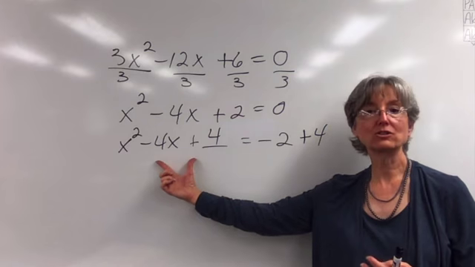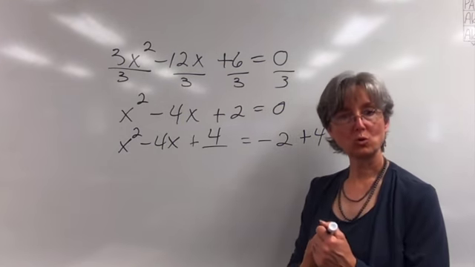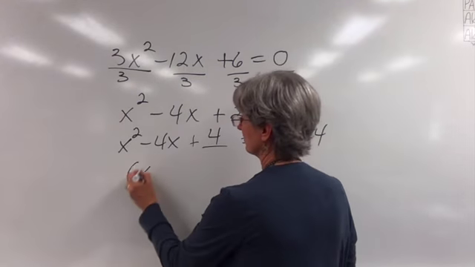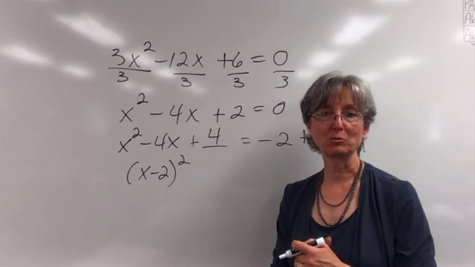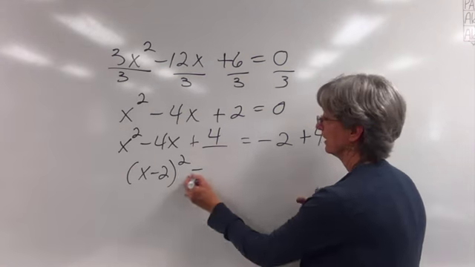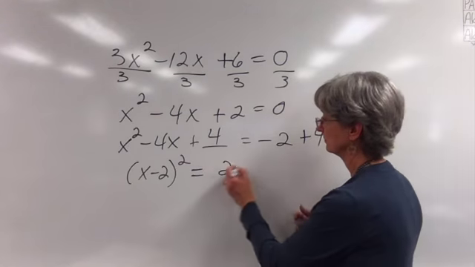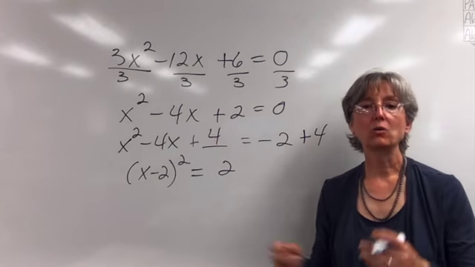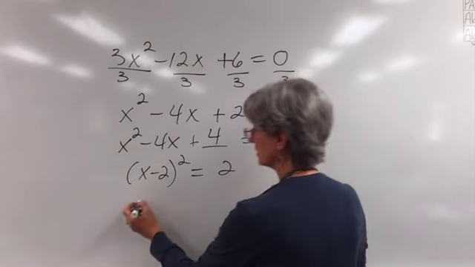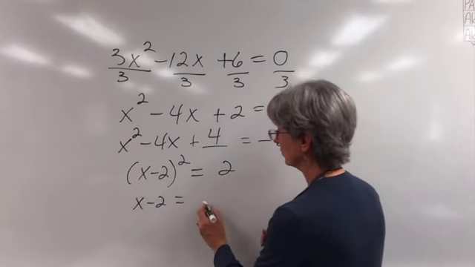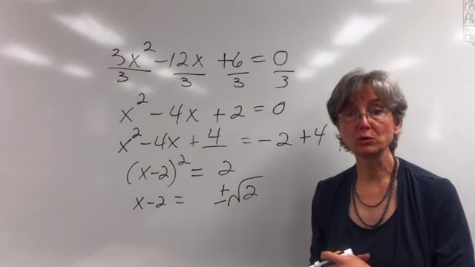Now I can factor this. This becomes x minus 2 squared. x minus 2 times x minus 2. Nice. I have my perfect square trinomial, just what I wanted. This simplifies to be positive 2. Now I am going to take the square root of both sides. So this is x minus 2 equals plus or minus the square root of 2.